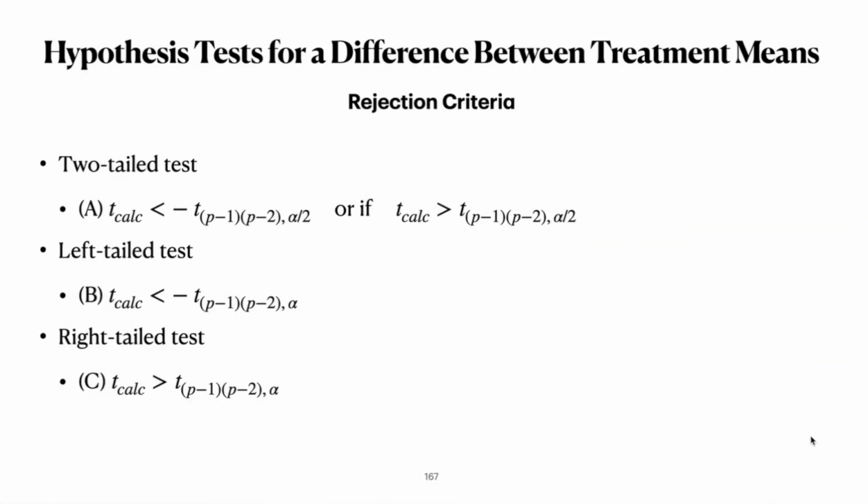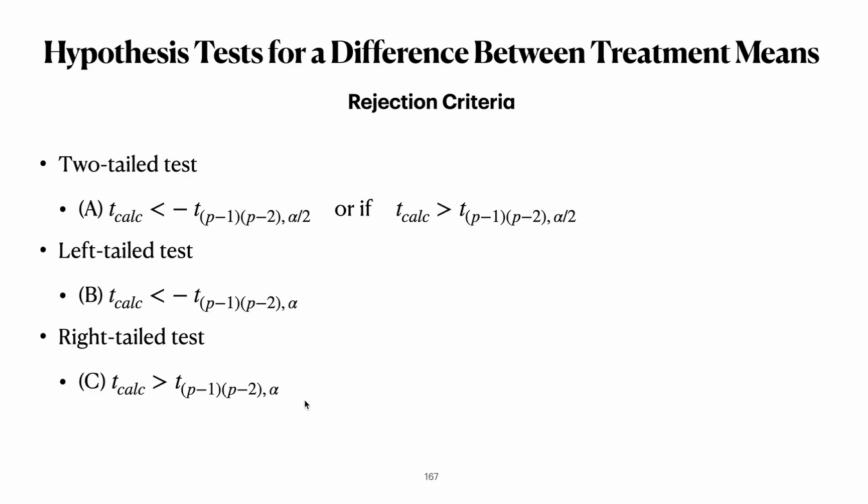Now the rejection criteria depend on the form of the test. If it's a two-tailed test, we have a two-tailed rejection region. If it's a left-tailed test, we're going to reject for small values of the test statistic tcalc. And if it's a right-tailed test, we reject for large values of the test statistic.